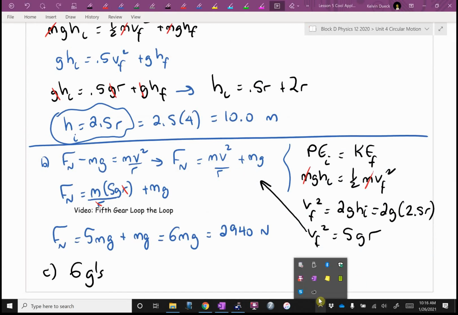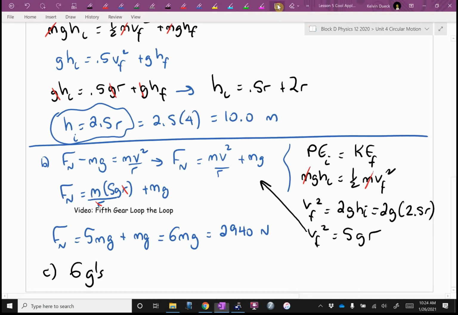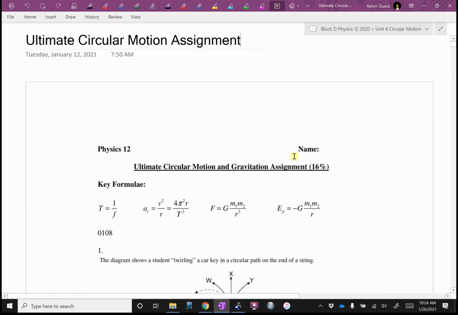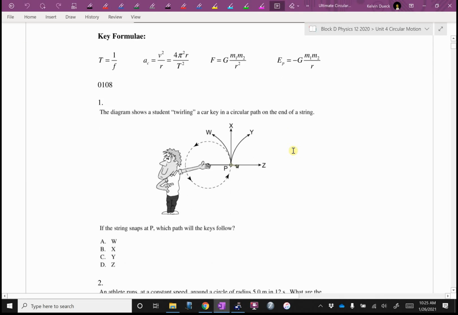Put your pencils down, look up. What's your homework? Can you get out the ultimate circular motion review? This big one here. Is there any homework attached to it? Again, probably not. These are questions that I think are fair game. Now, you can ignore this equation and this equation because I did not get to the gravitation stuff.